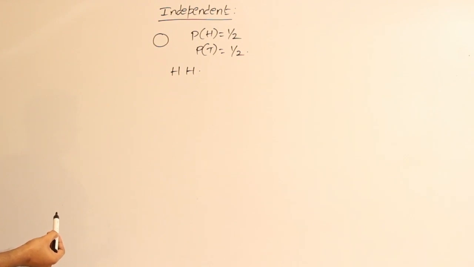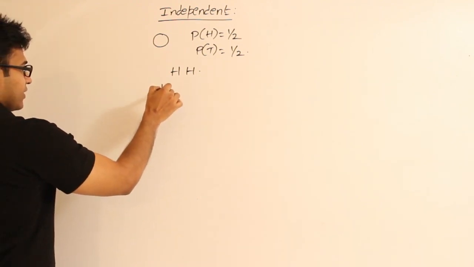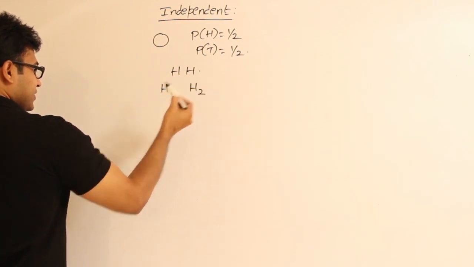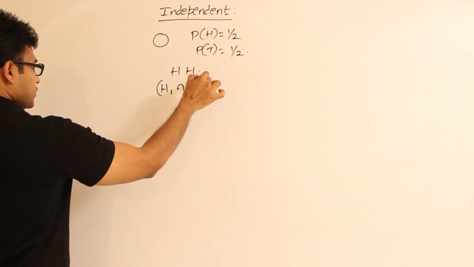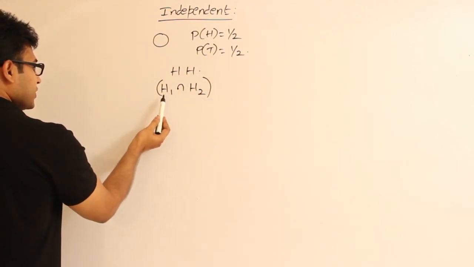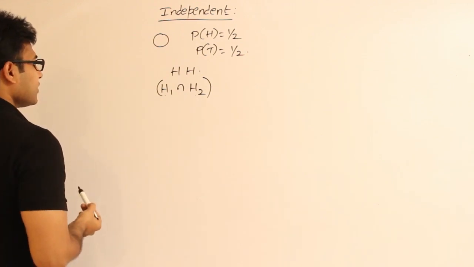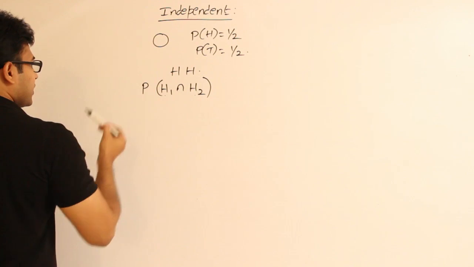Now I can actually think of it as the happening of 2 events. First event is getting a head in the first flip, and the second event is getting a head in the second flip. Now I want to find out the intersection of these two, which means we should get a head in the first flip, as well as a head in the second flip. This is the probability I wanted.